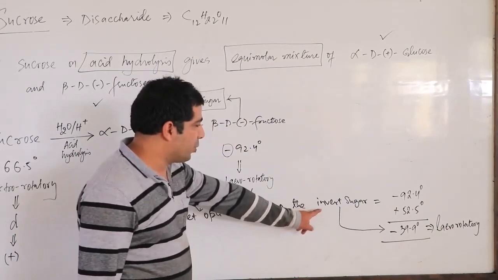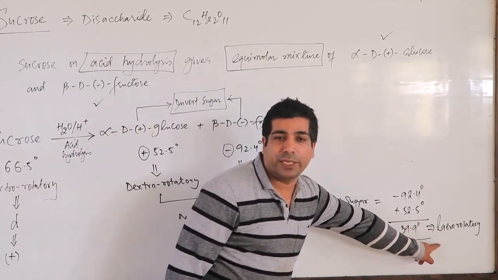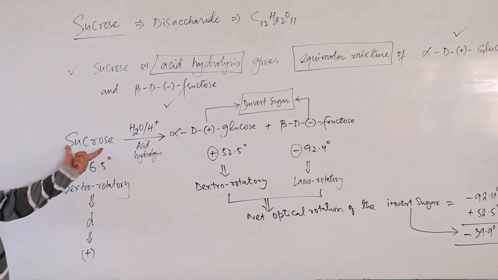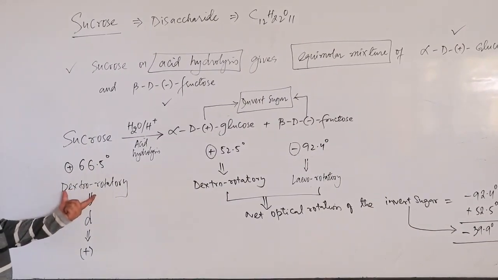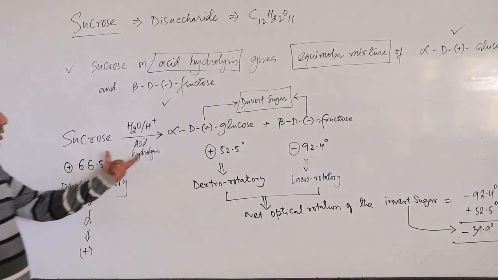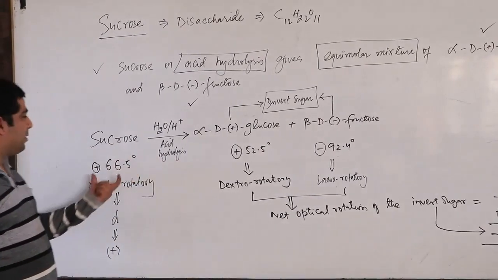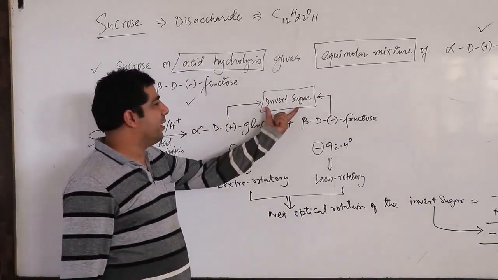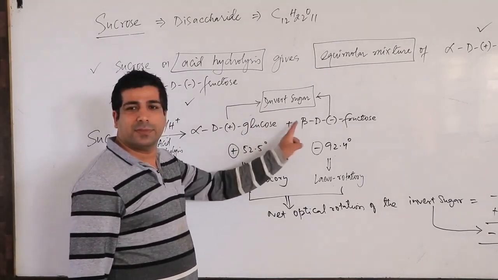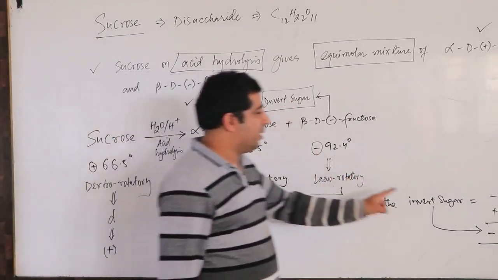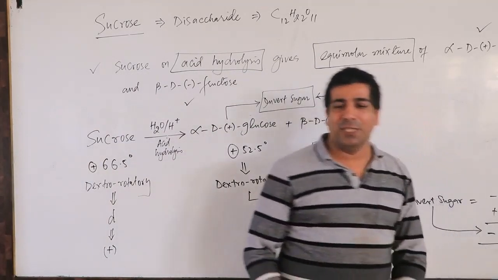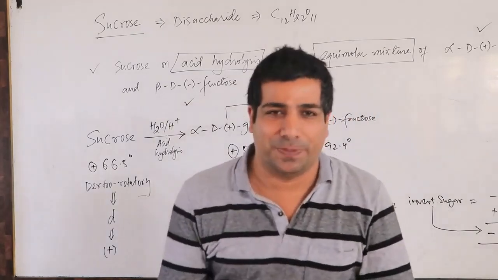That means your invert sugar is levorotatory, correct? And look at the sucrose. What was sucrose? Sucrose was dextrorotatory. And on acid hydrolysis, sucrose gives me invert sugar. Invert sugar means these two. Okay? And invert sugar is what? Levorotatory. That means you are changing the optical rotation.